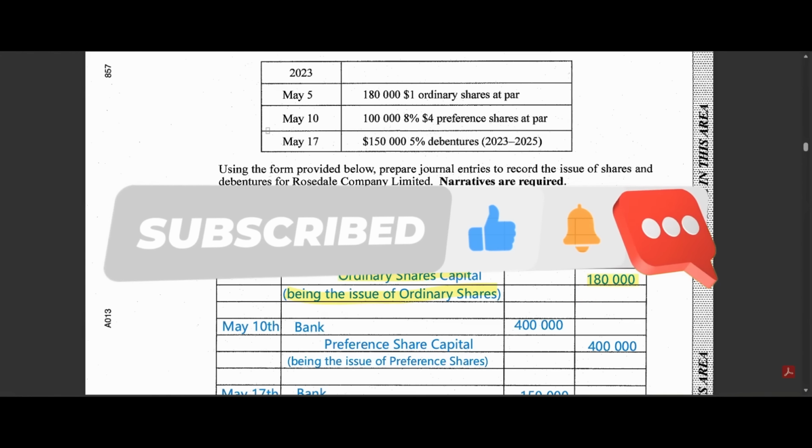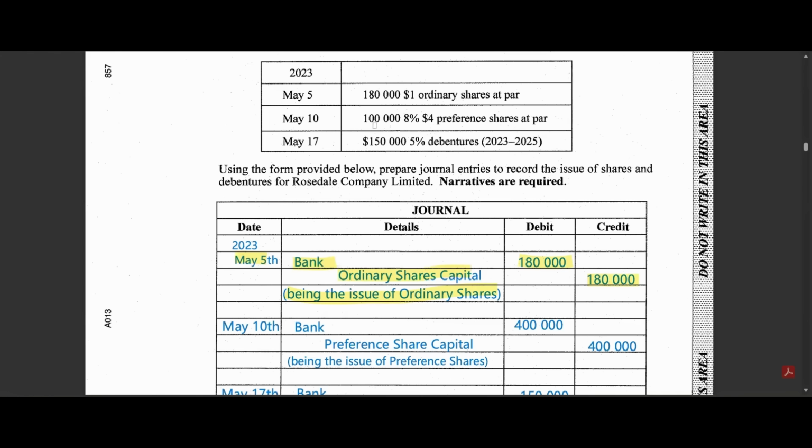Let's look at May 10th. Now on May 10th, 100,000 8% $4 preference shares were sold. Total here will be 100,000 shares by $4, which gives us $400,000. That would have been the investment being made by the preference shareholders. Well, 400,000 will now be debited to our bank account, as you guys are seeing it here, and the credit will actually go in the preference share capital account. Now, the narrative for this will simply be being the issue of preference shares.